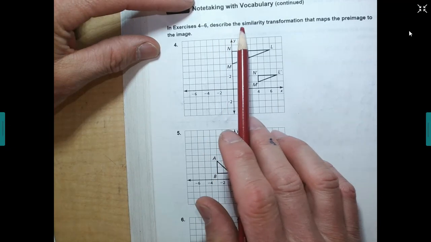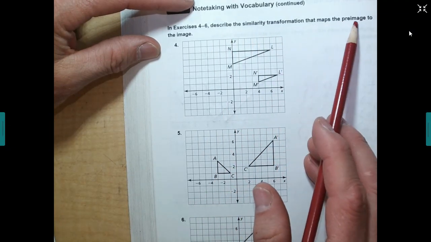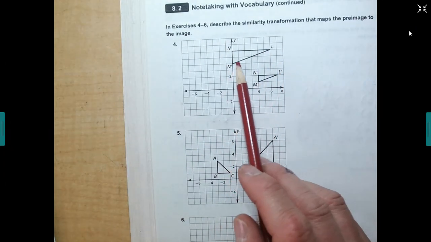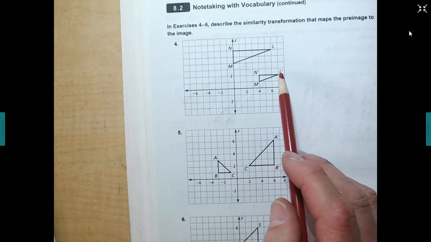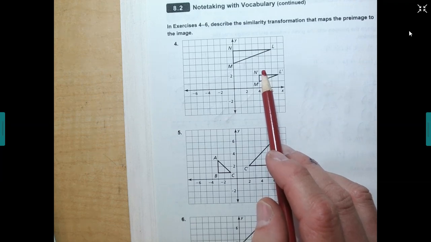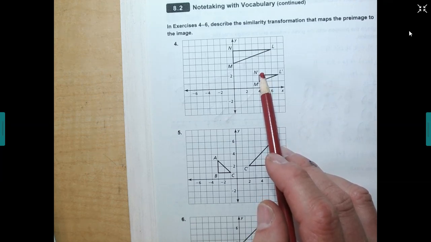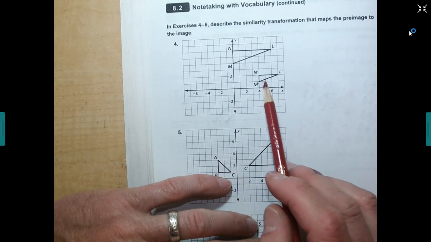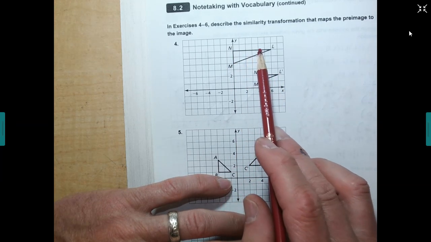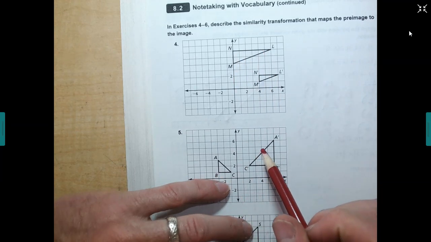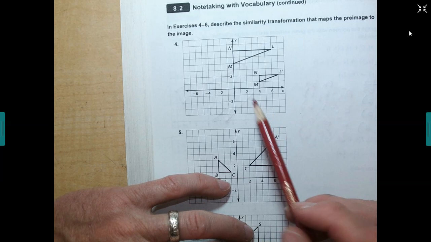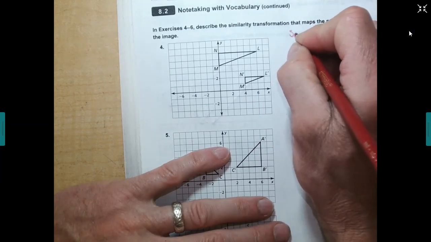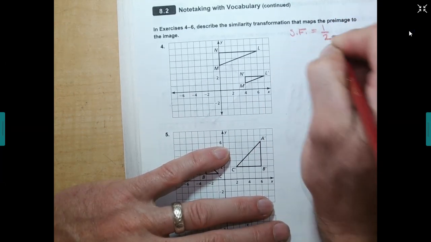All right. Describe the similarity transformation that maps the pre-image to the image. So we have LMN and then L prime, M prime, N prime. So that's 1 and that's 2. So that's 3, that's 6. So we have a scale factor of, which one is this, the original to this one because this one's primed, right? So a scale factor of 1/2.